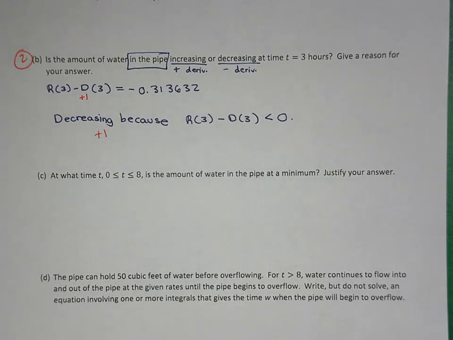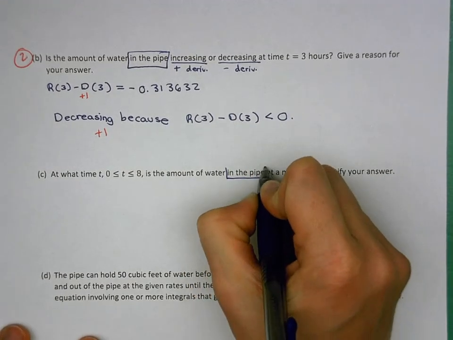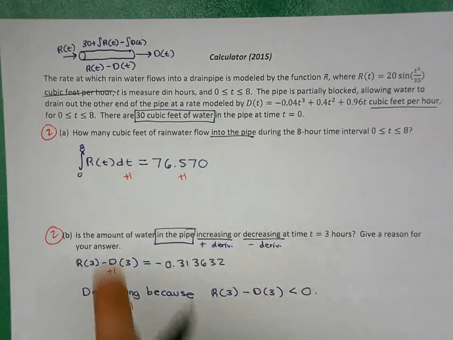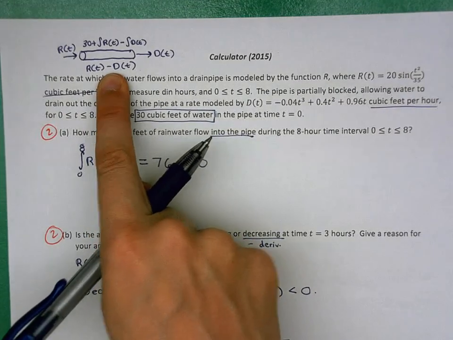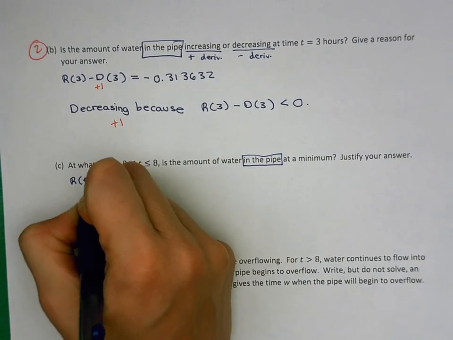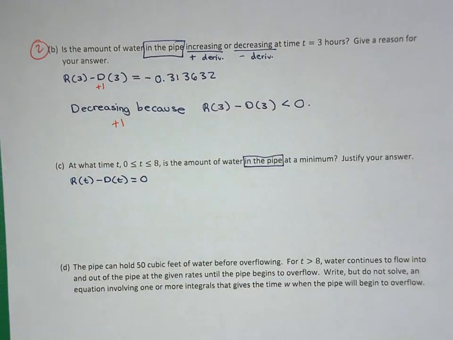So we are talking about the amount in the pipe. First of all, the derivative of the amount in the pipe would be what? We talked about this in part B as well: the derivative is R of t minus D of t. And we set that equal to 0. Obviously this year wouldn't necessarily be a calculator one, so you'd be looking maybe to factor that, combine like terms, or use other solving strategies.